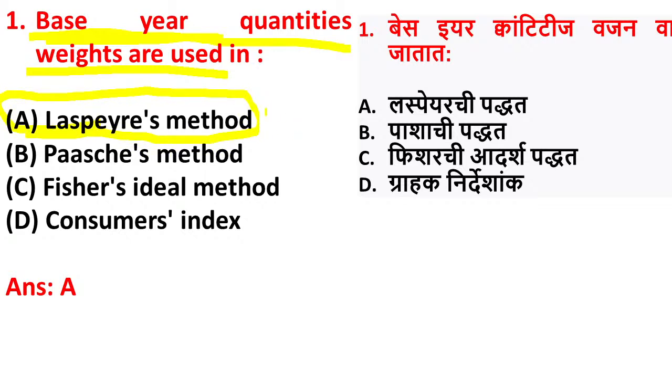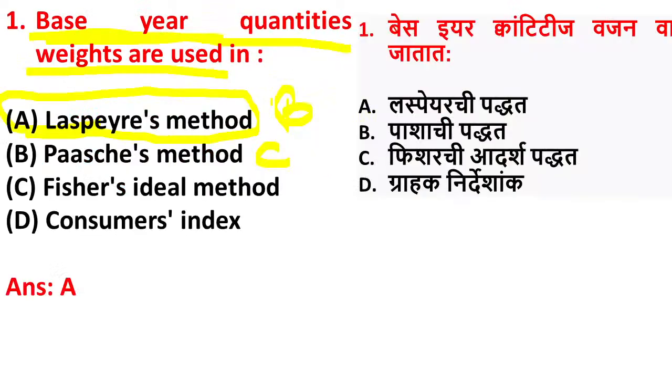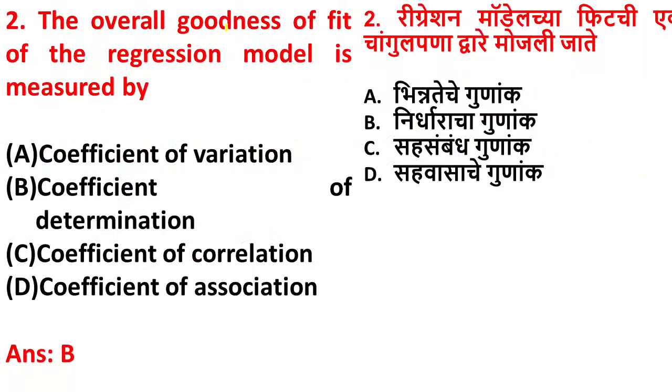As you all know, Laspeyres method is based on the base year quantities and Paasche's method is based on the current year quantities. The Laspeyres method is calculated by working out the cost of a group of commodities at the current price, dividing this by the cost of the same group of commodities in the base period, and then multiplying by 100. So option A, Laspeyres method, is the correct answer because it is based on the quantities of the base year.